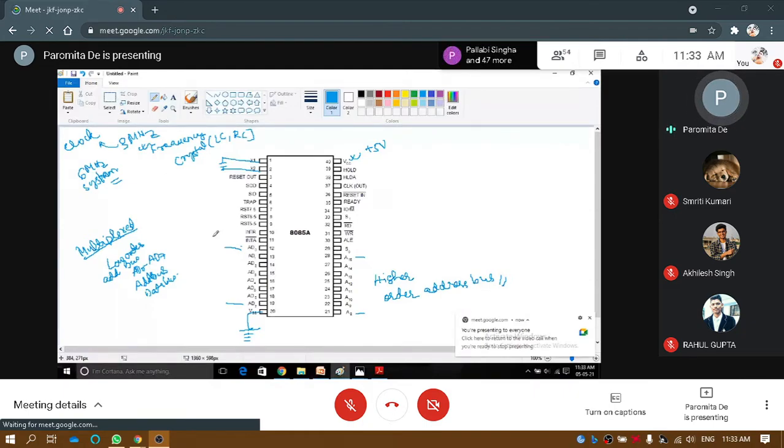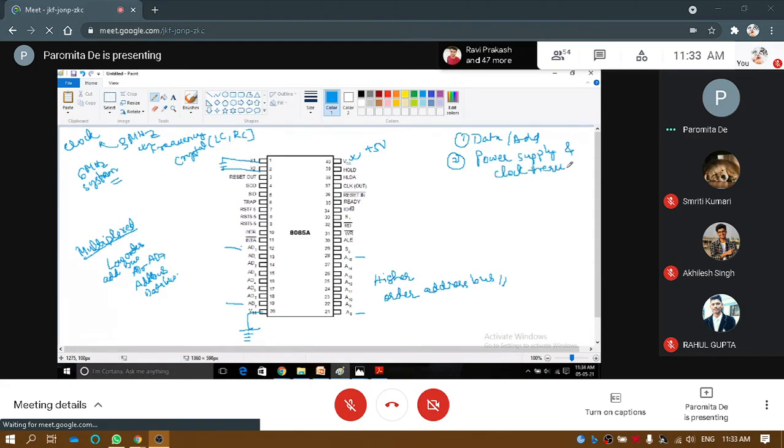Now see, now these are the data buses and the address buses. We have discussed the power supply. We have discussed the data and the address buses. Second, we have discussed the power supply and clock frequency. Third, now we need to see what are the control and the status signals. This is control and status signals. Okay. Now we will see the control and status signals.